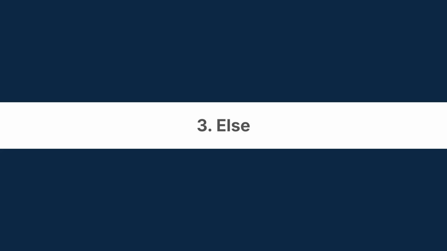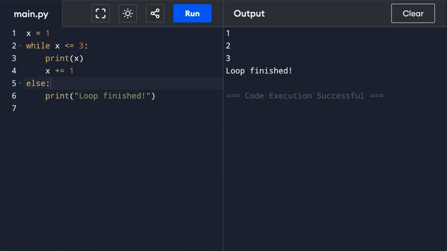3. While loop with else. This is an example of using else. The goal is to print numbers 1 to 3, and when the loop finishes, print loop finished. At the start, we create a variable x and set it to 1. This is our starting point for counting.